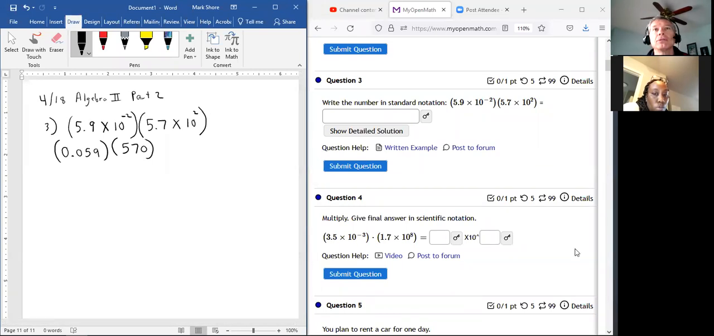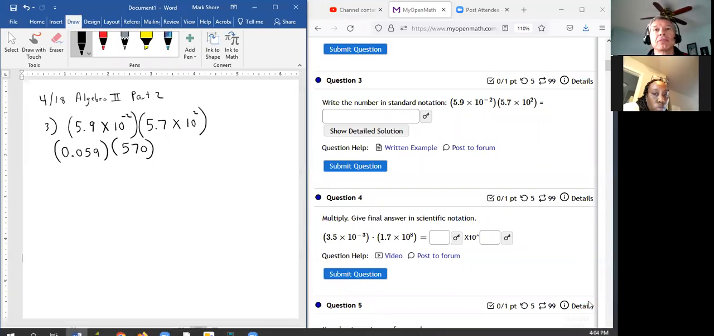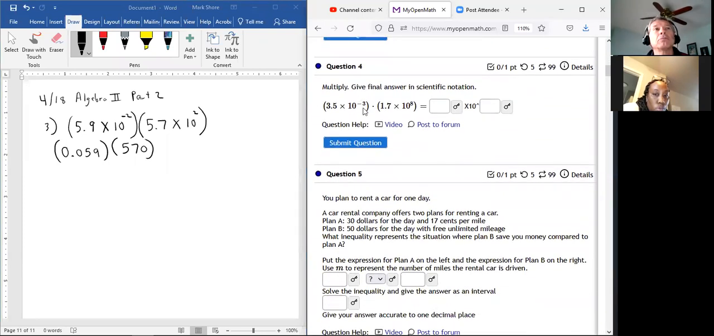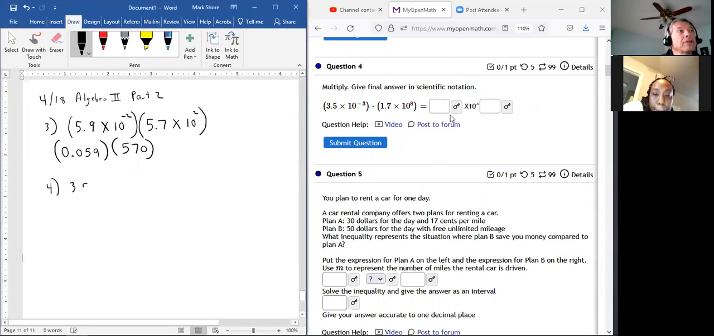And then they give you another one down here of multiplying, and it's the same type of thing. This one, you'd move your decimal point 3 places to the left, and this one you would move it 8 places to the right. And then, well, here, we'll do this one. What the heck? Let's do it. So the first problem is 3.5 times 10 to the negative third, and that's times this whole thing, 1.7 times 10 to the 8th.